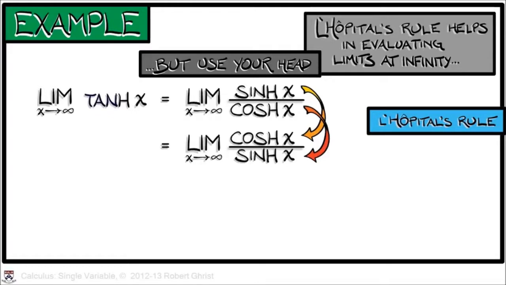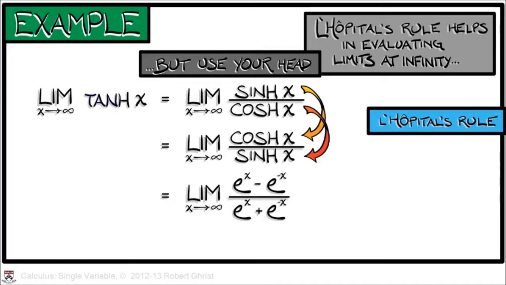I don't know what that is, so let's apply L'Hopital's rule again. The derivative of sinh is cosh, and of cosh is sinh. And unfortunately, we're stuck in a loop, and we'll never get anywhere. But using our collective head, we know the definition for the hyperbolic tangent. What we really care about is the ratio of e to the x minus e to the minus x over e to the x plus e to the minus x.